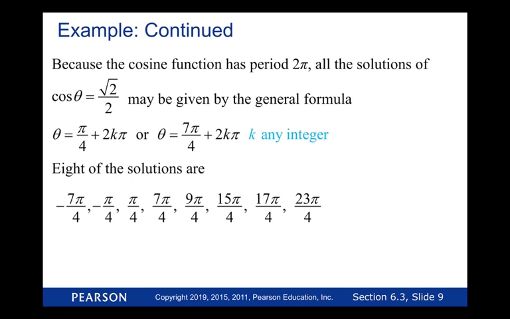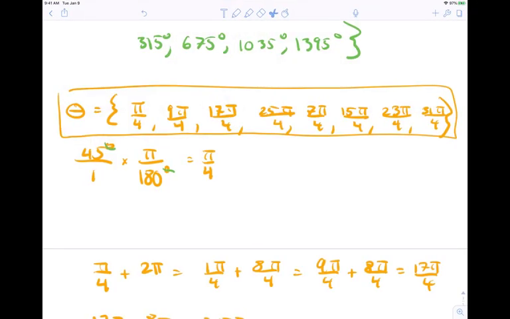Okay, so that was us checking that our solution was correct, right? So these were the solutions that we got. We plugged all of these in. We took the cosine of all of these angles to make sure that we got root 2 over 2, right? So that 0.7 was the root 2 over 2.